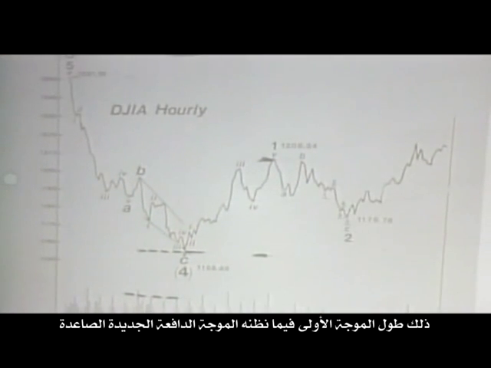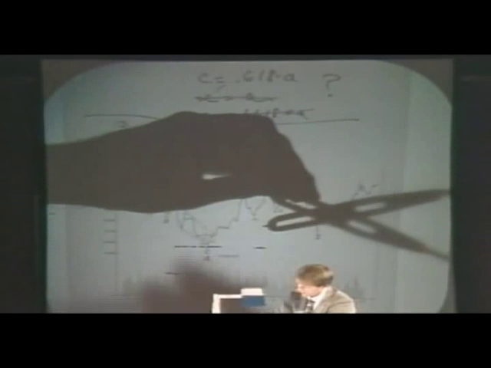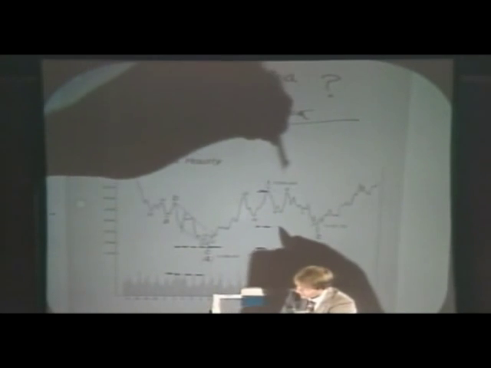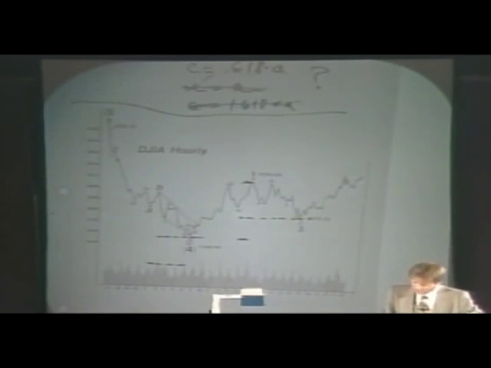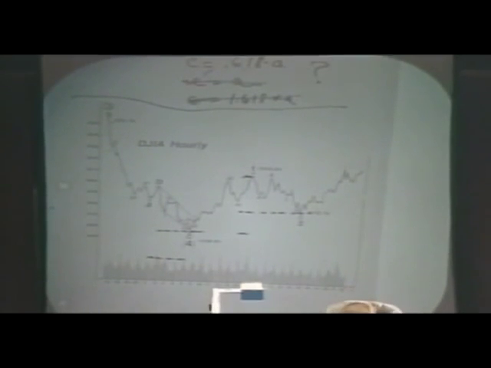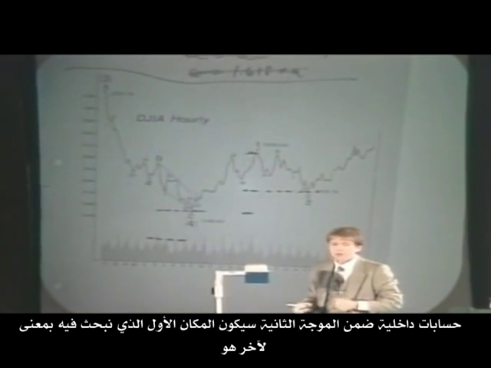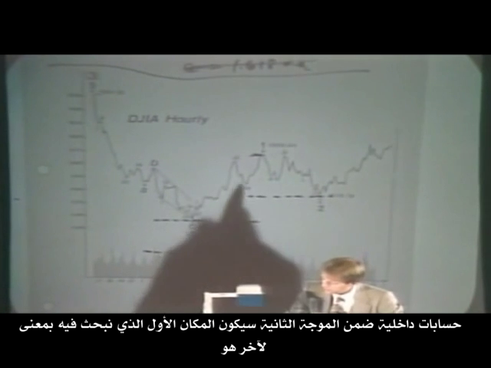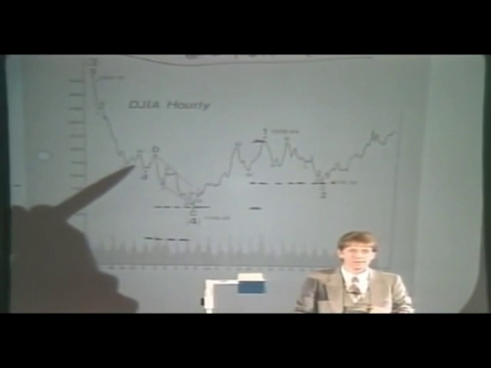That's the length of wave 1 in this, what we think is a new impulse wave to the upside. 62% of wave 1: I measure with the wide end first, flip the compass, I've got 62%. And I make a mark. And we see that that was a good estimate for the low of wave 2. Additionally, if you've got internal calculations within wave 2, the first place we would look is, okay, wave 2 equals 62% of wave 1 as a target.